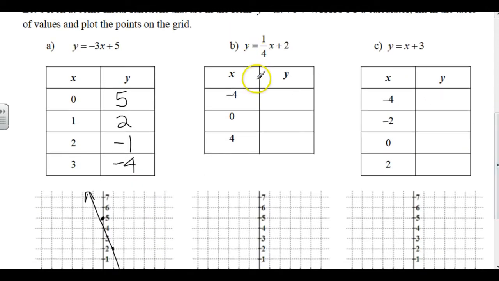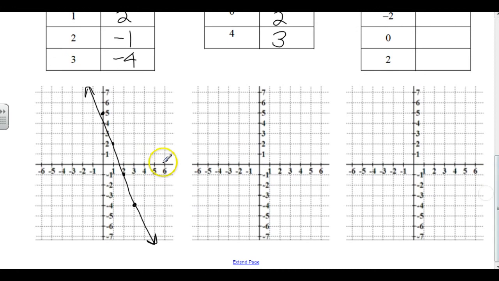Y equals 1/4 x plus 2. Now, here's the thing. When you're choosing values of x, here it really doesn't matter what you take. You can multiply anything by negative 3. When we're multiplying by 1/4, you get to choose your values, so choose wisely. Don't choose numbers like 3, because you'll end up with 3/4. Choose numbers that are multiples of 4. So 1/4 times negative 4 is negative 1, plus 2 is 1. 1/4 of 0 is 0, plus 2. 1/4 of 4 is 1, plus 2, which is 3. So we have the points negative 4, 1; 0, 2; and 4, 3.